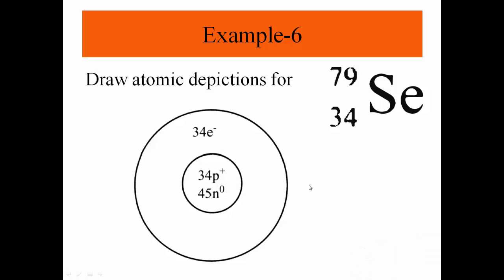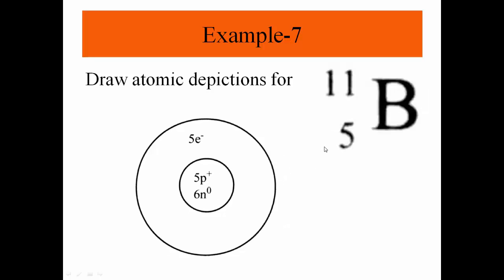Next example, we have selenium. 34 is the atomic number and 79 is the atomic mass. So 34 is the number of protons and number of electrons. 79 minus 34 is going to give us 45. So 45 is the number of neutrons. Boron. Atomic number is 5 and atomic mass is 11. So we have 5 protons and 5 electrons. 11 minus 5 is going to be 6. So 6 is the number of neutrons.